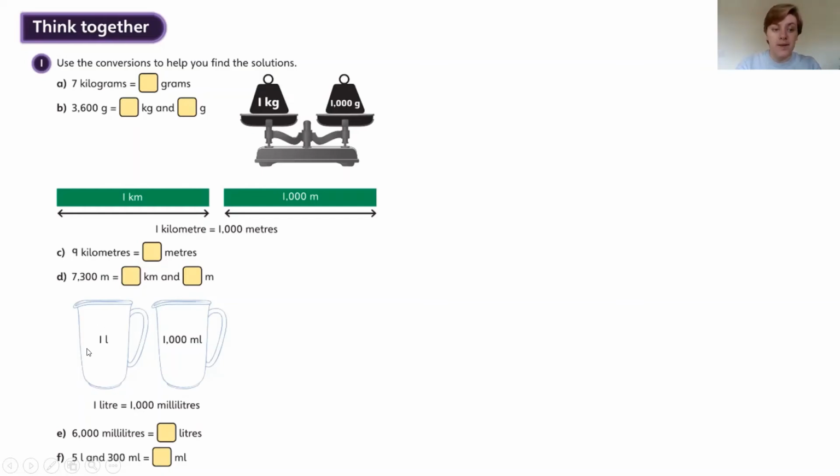And with volume here, 1 litre is the same as 1,000 millilitres. So 6,000 millilitres will be how many litres? And 5 litres and 300 millilitres will be how many millilitres?